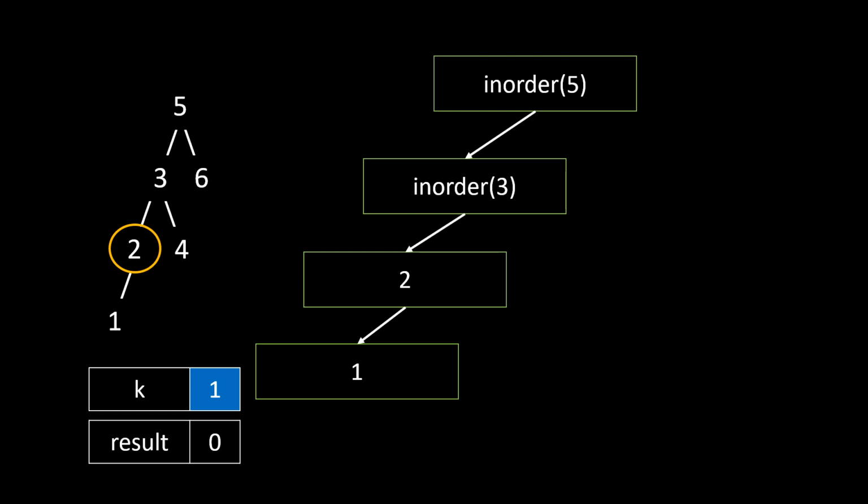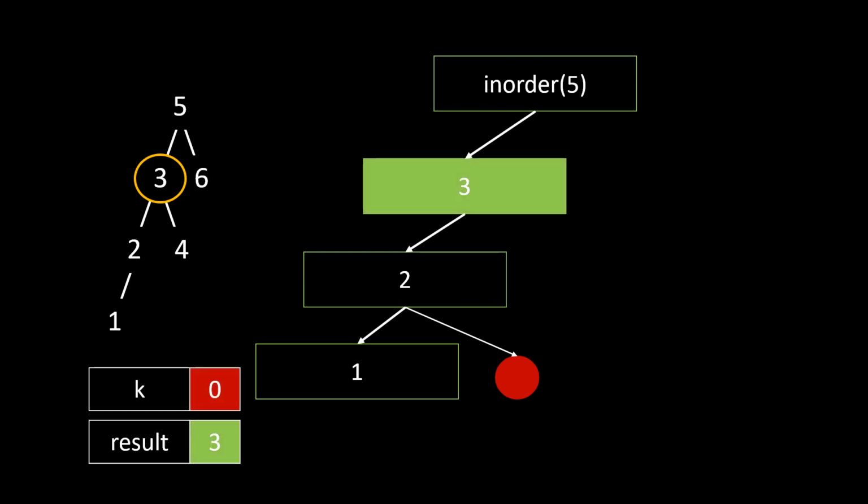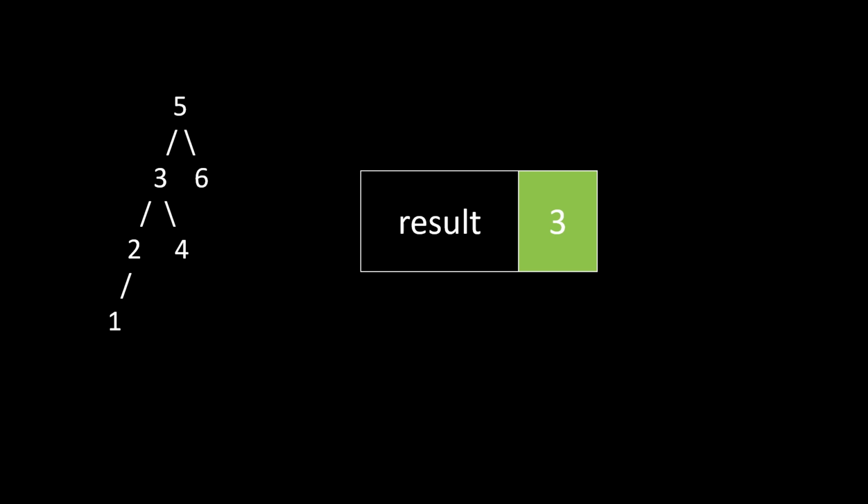So, we decrement k and as k is not yet 0, we need to keep processing the nodes further. So, we move to right. But as right is also null, we do nothing but move up and process node 3. Here, we decrement k, which makes it 0. So, we update the result variable with the value of this node and stop here. 3 is our desired element, the third smallest element in this tree.